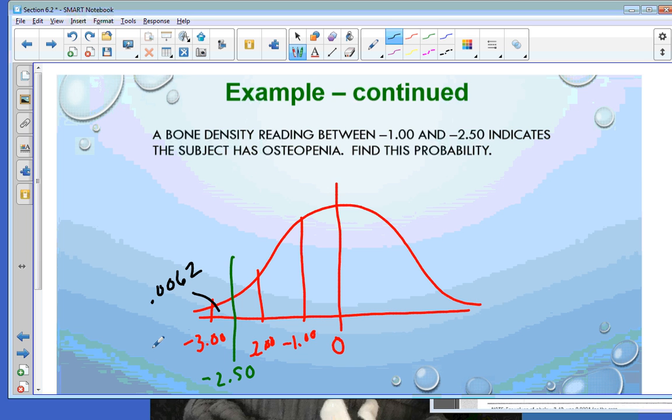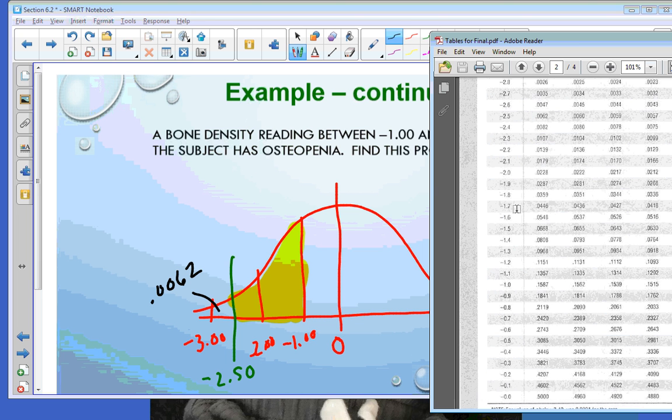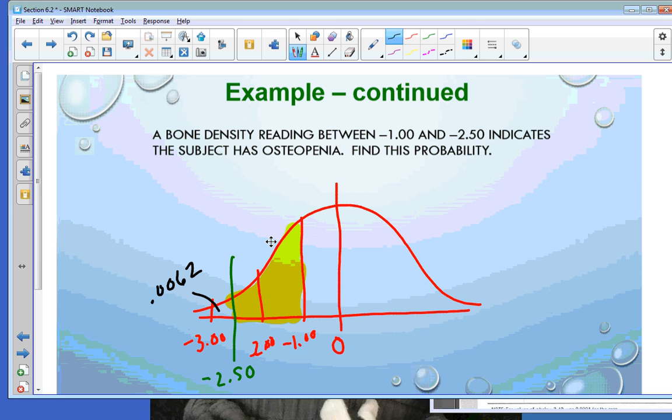Now I need to look up the area from the end to -1. We never shaded our area, so let's go back and just shade that little area that we want. So I'm going to use that table now to look up z is -1. Well, z is -1 is right here. -1.0 is here. So that is 0.1587. And that's the area for this whole thing.